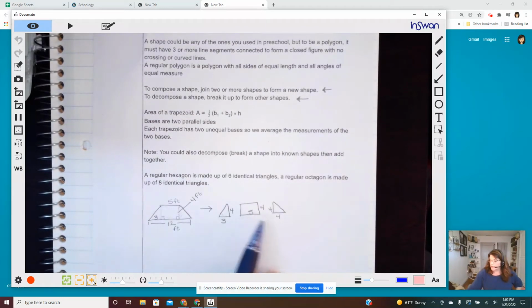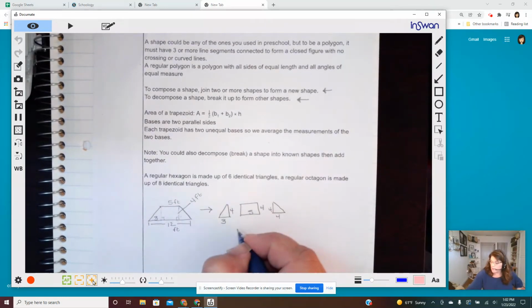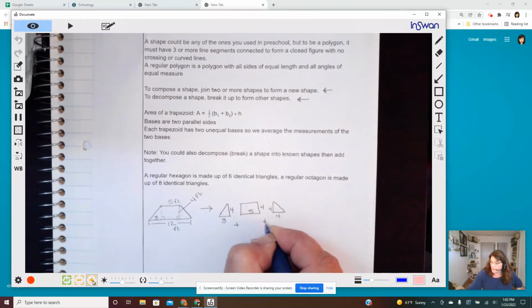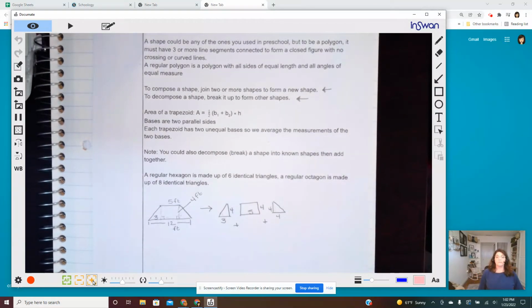So I could find 3 different shapes and I could add them together. That would totally work. But I need to write down a formula, do the math, write down a formula, do the math, write down a formula, do the math, and then add them all together. Not the end of the world. These are nice, easy numbers. But there's a formula. And the formula is a time saver.